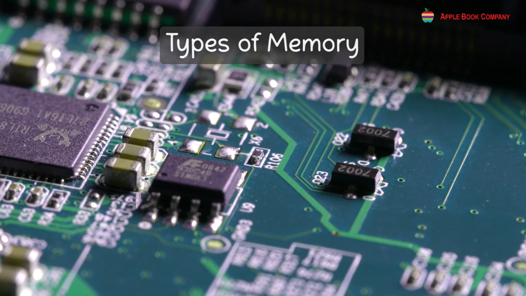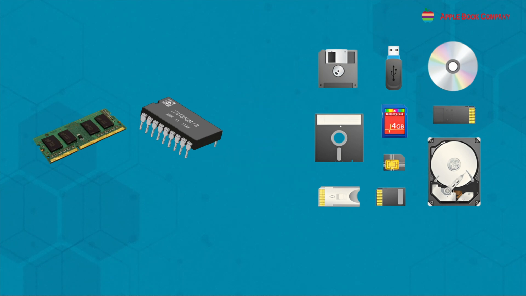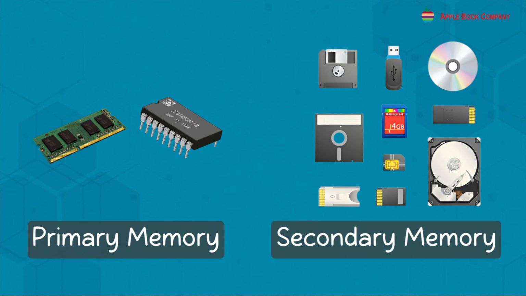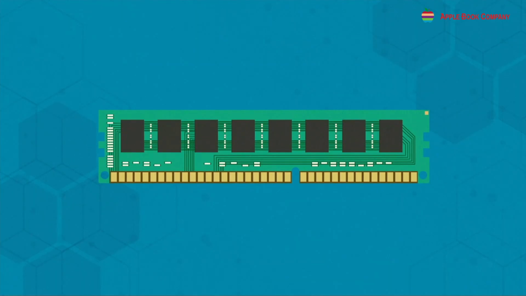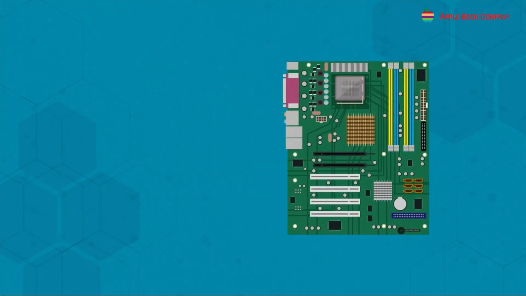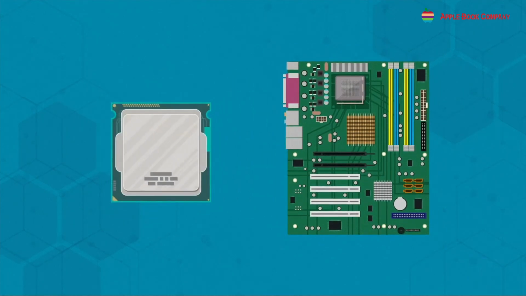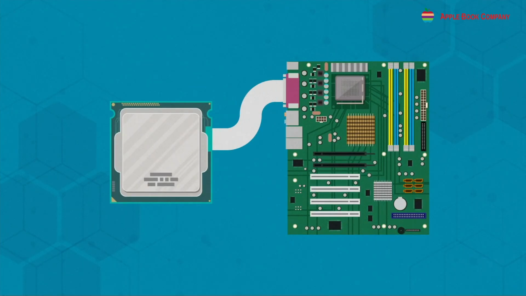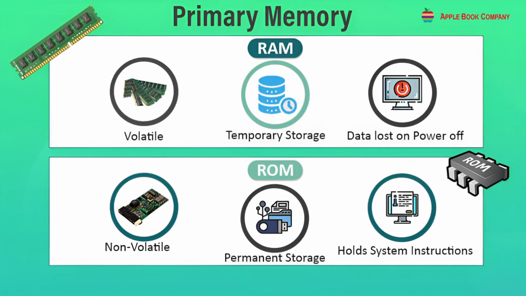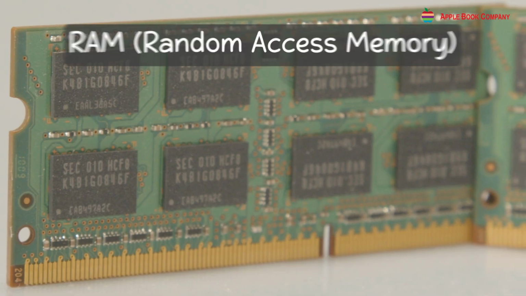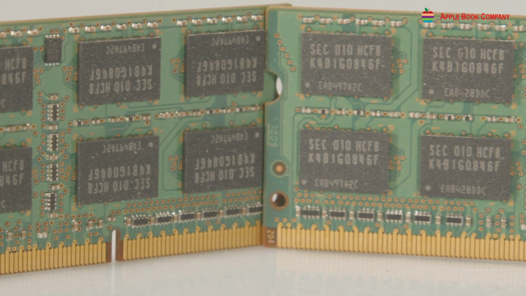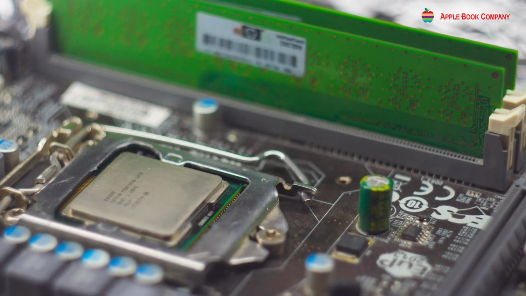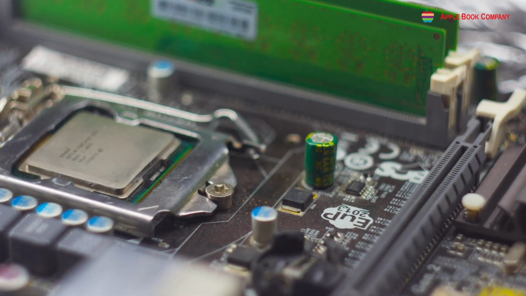Types of memory. There are two main types of computer memory, primary memory and secondary memory. Primary memory. Primary memory is the main memory of the computer, also called internal memory. It is built in the computer and stores data that the computer needs to access immediately. There are two types of primary memory. RAM, also random access memory. It temporarily holds the data the computer is working on. It is lost when the computer is turned off.